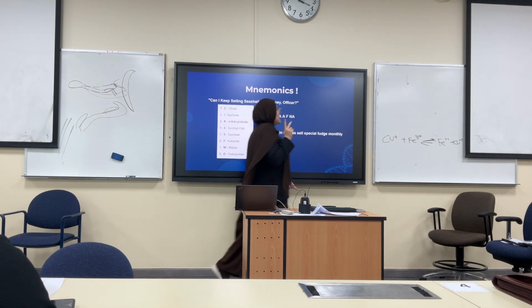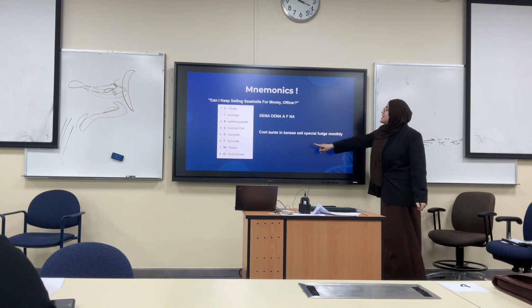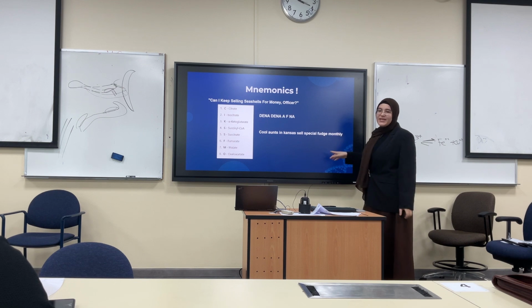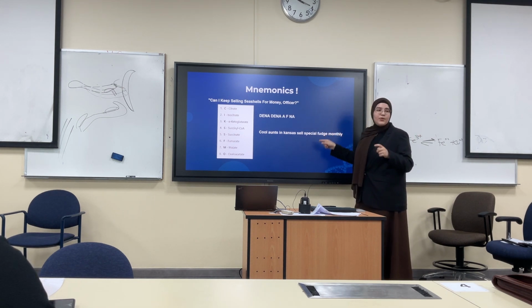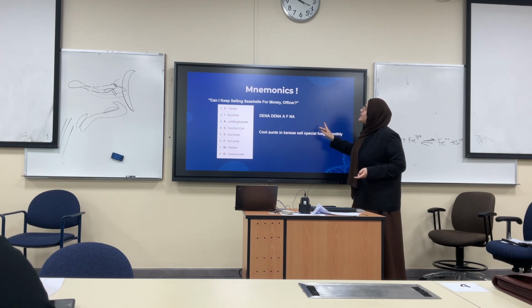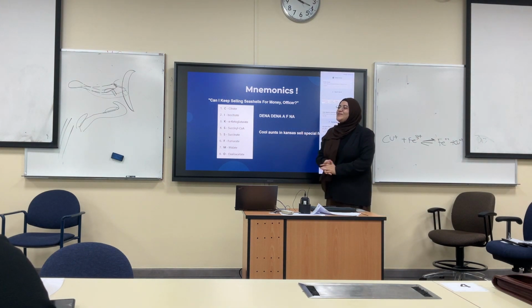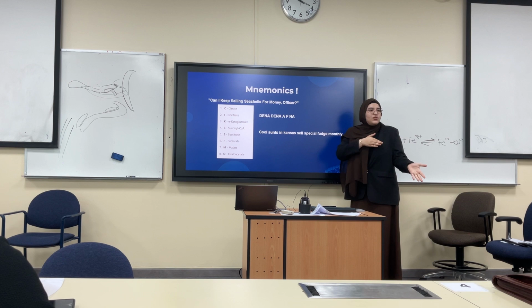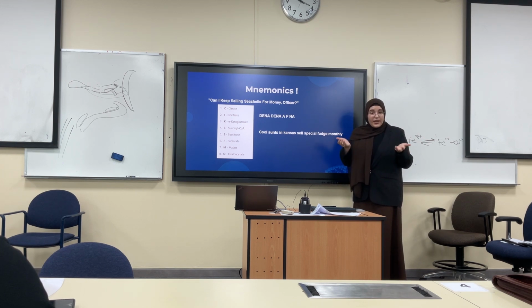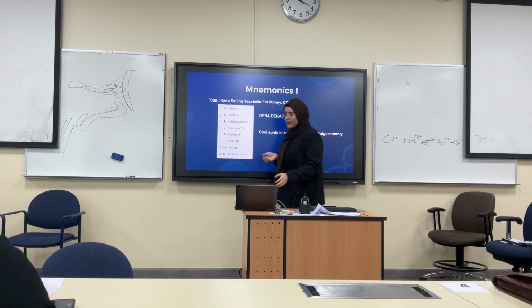The second mnemonic we're going to be using is cool aunts and cancers, sell special fudge monthly. This is for the enzymes, okay? So we're going to go through it when we solve it. And last but not least, we have Dina Afana. This one was brought by Jana, but this one is going to basically tell us when the CO2 and NADH are being released, okay? So let's start.